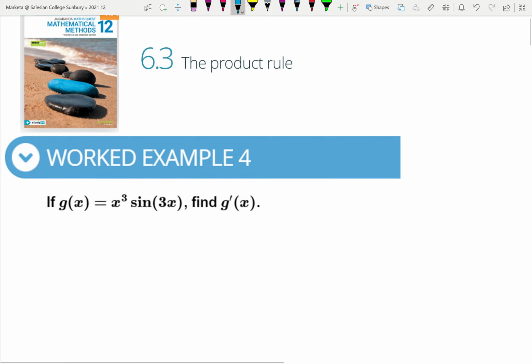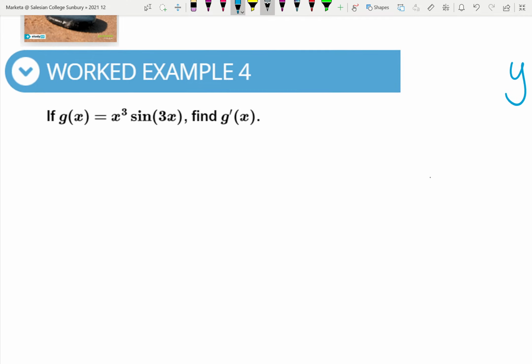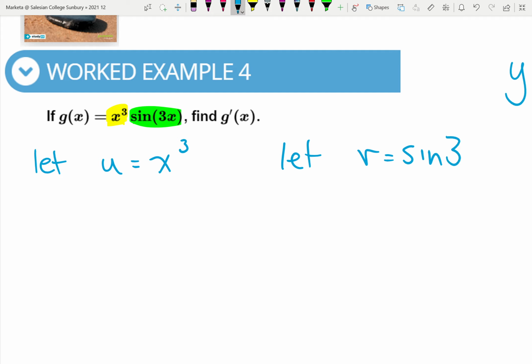So it's of course from the Jacplus textbook, and here's the first example, but I'll just point out the product rule is when we have something times something else, and we call them u and v. So in this case, you can see that there is an x cubed, and that's multiplied by sine 3x. So I'm going to say let u equal x cubed and let v equal sine 3x. And in this case, it's not really necessary to say let y equal g of x. You could just leave it as g of x if you wanted to.